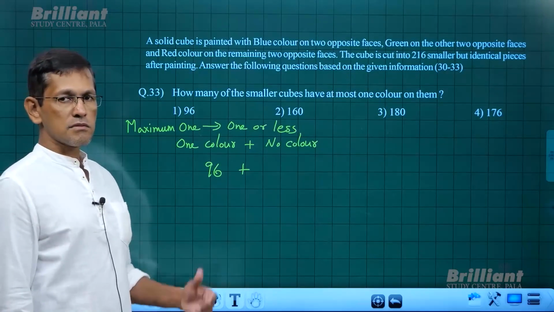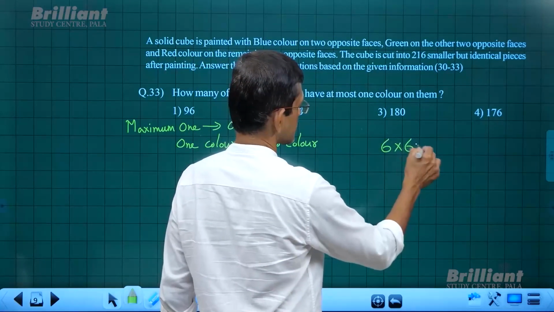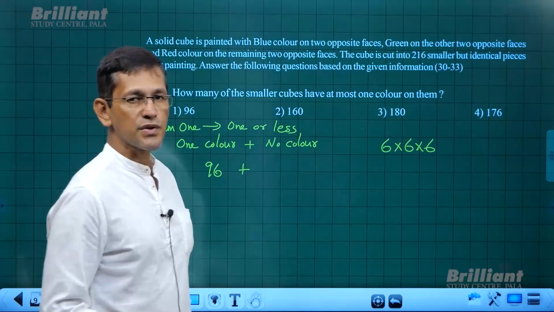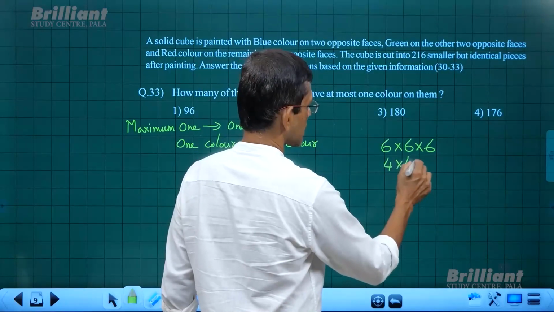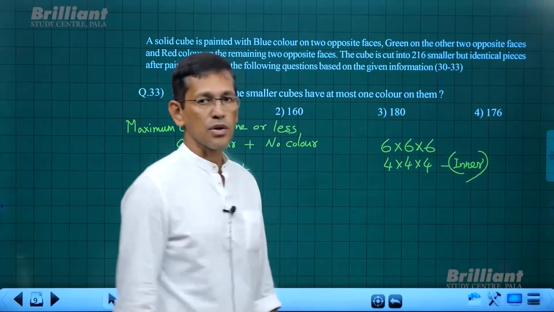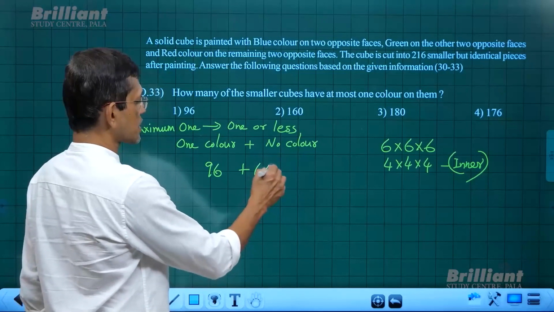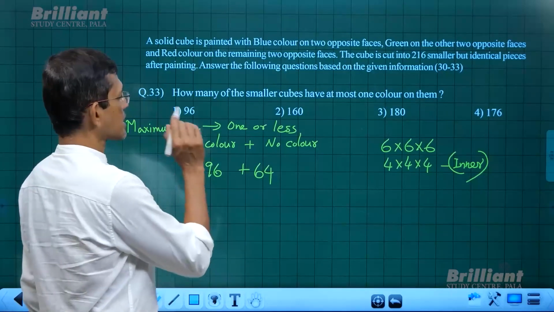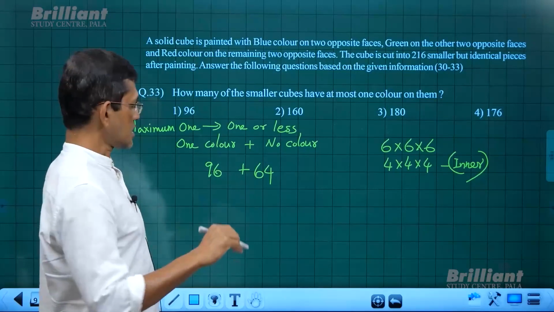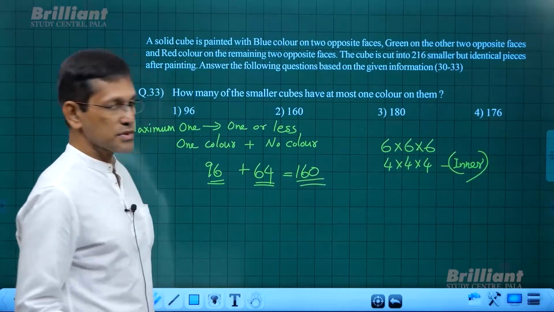No color means the inner cubes. This is 216 cubes, and 216 is 6 into 6 into 6. If it is a 6 into 6 into 6 cube, the inner cube is 4 into 4 into 4. Inner cube means cubes without any paint at all. 4 into 4 into 4 is 64, so we have 64 cubes without any paint. Maximum one color means either one color or less than that, so we have 96 plus 64, which is 160 cubes.